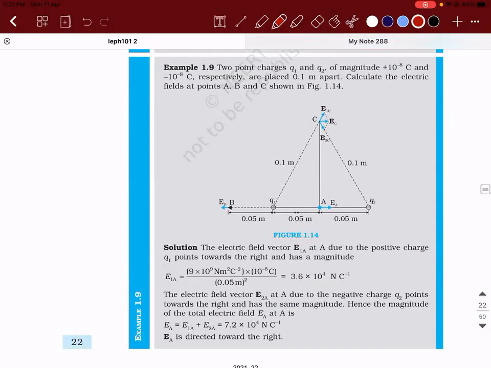That is, there are 2 point charges Q1 and Q2, of magnitude plus 10 power minus 8 coulomb and minus 10 power minus 8 coulomb respectively, placed 0.1 meter apart. Calculate the electric field at points A, B, and C. You want to try this?